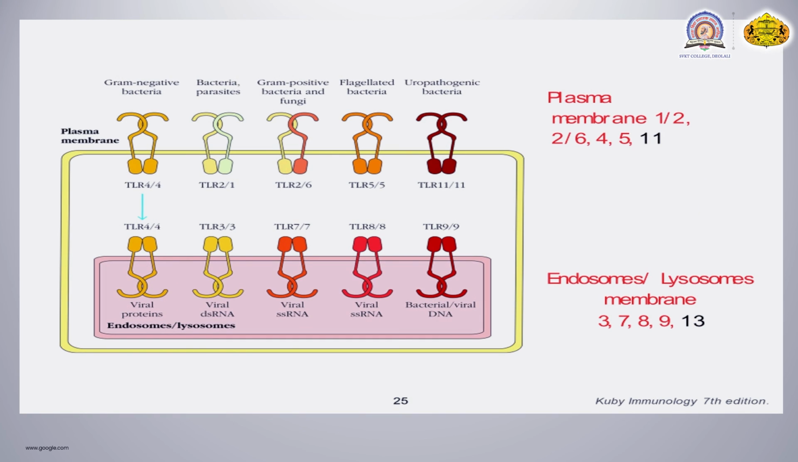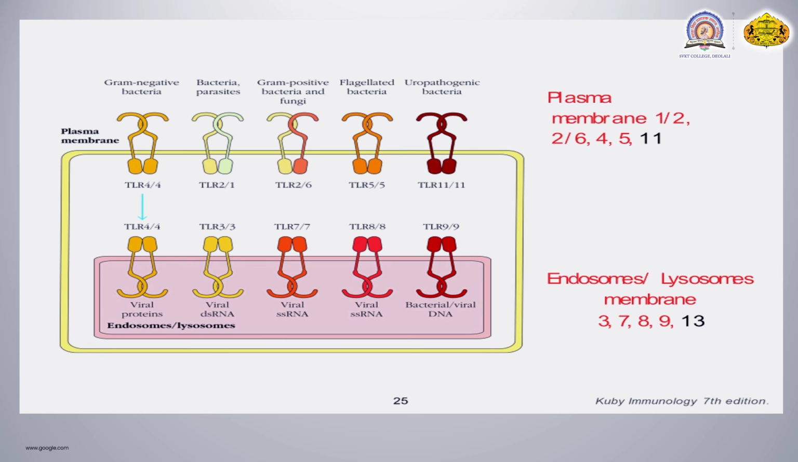Now this is the location of the different types of TLR. In the plasma membrane, you can see how TLR 1, 2, 6, 4, 5, 11 are embedded. And in endosomal or lysosomal membranes, TLR 3, 7, 8, 9, 13 are present in embedded form. And for each, it is shown what type of molecular pattern they recognize.